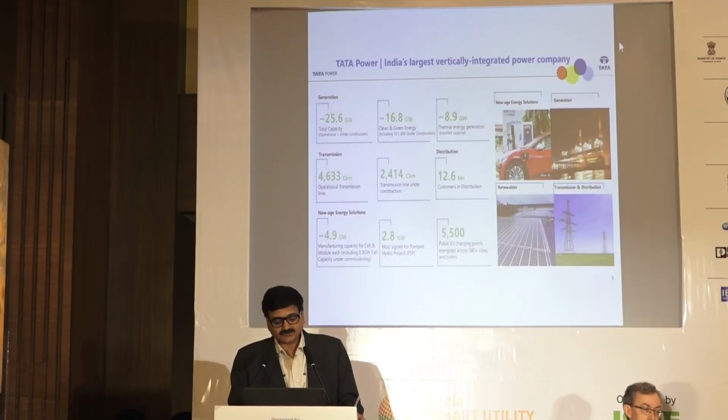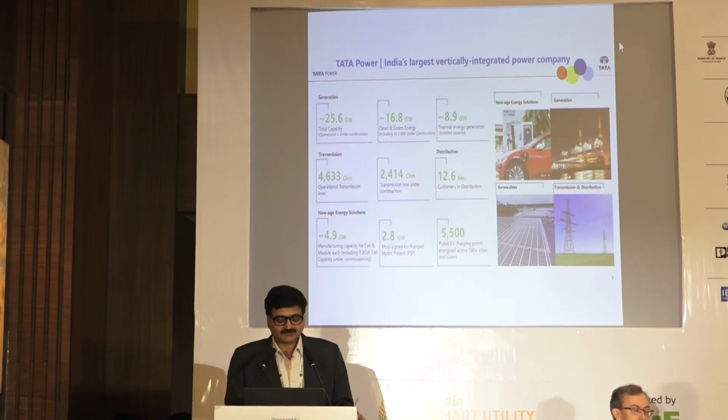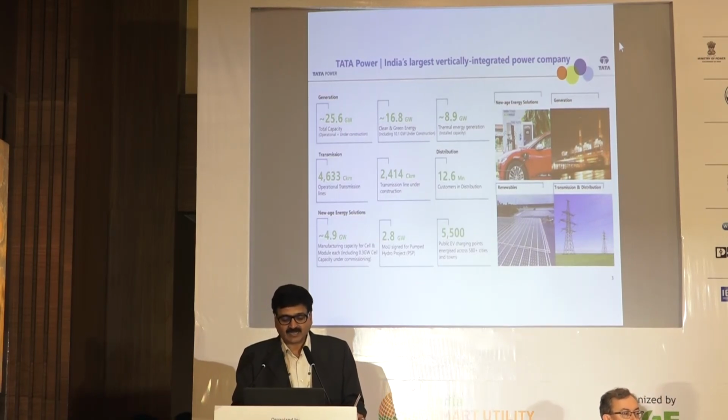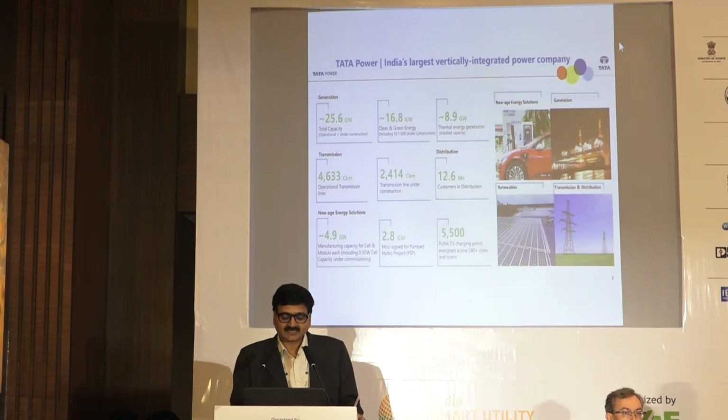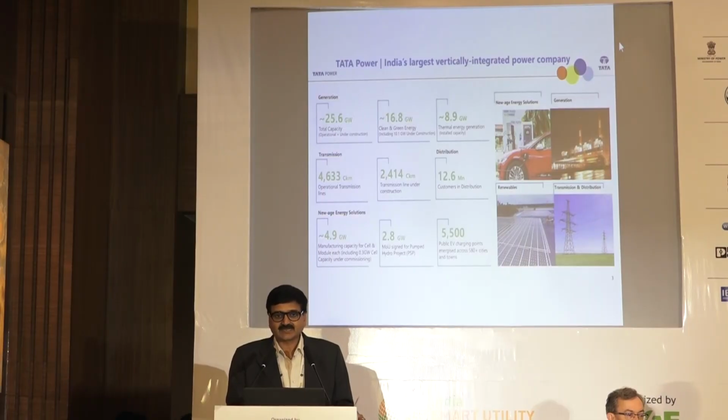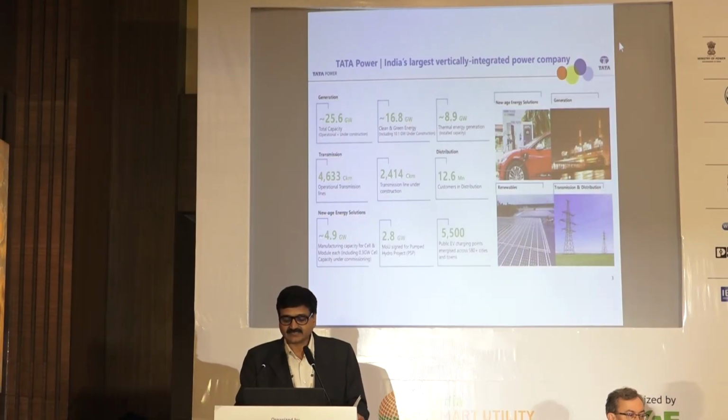We are also in transmission and distribution, and we have an operational transmission asset of 4,633 circuit kilometer, and under construction asset of 2,414 circuit kilometer. We are also distributing electricity in 4 states, that is Maharashtra in Mumbai, Delhi, and then Odisha, and then Ajmer, and we are catering to 12.6 million consumers.